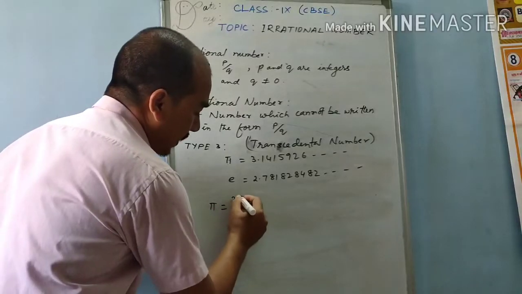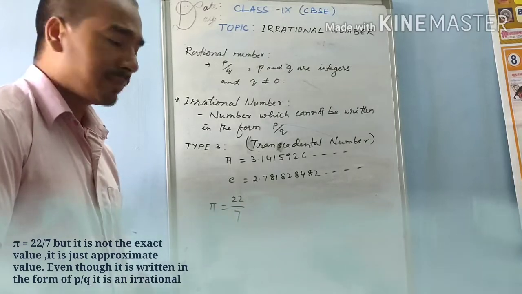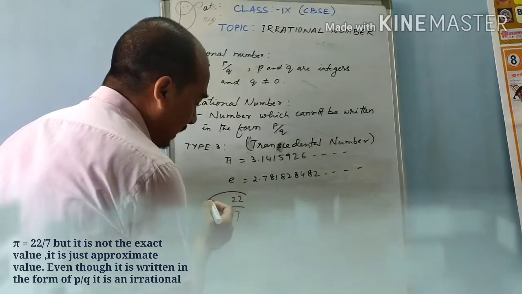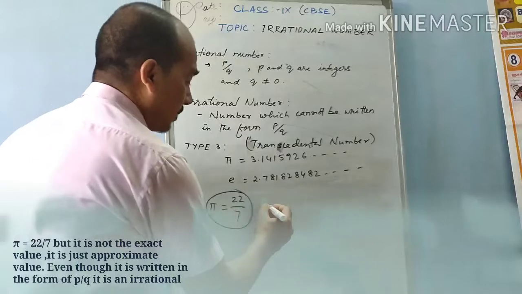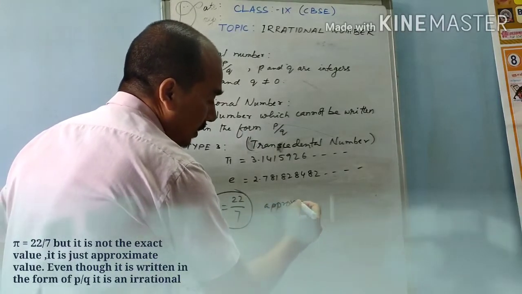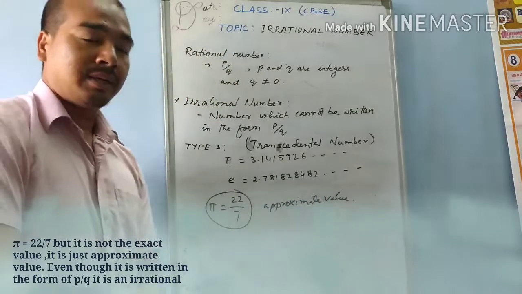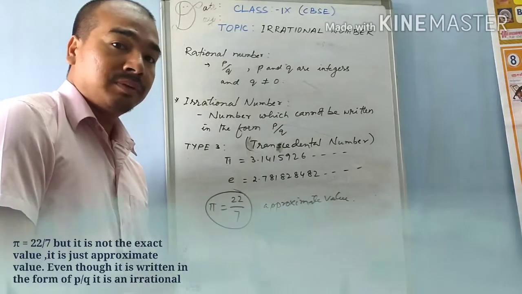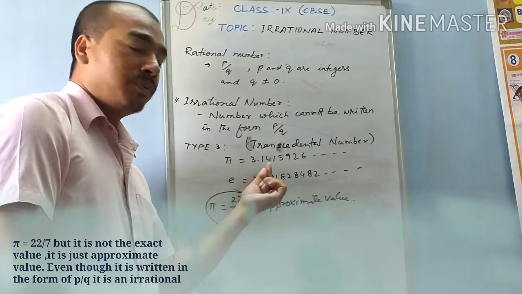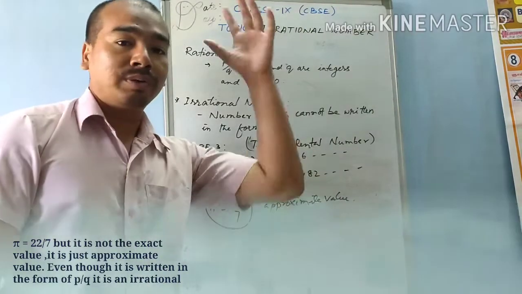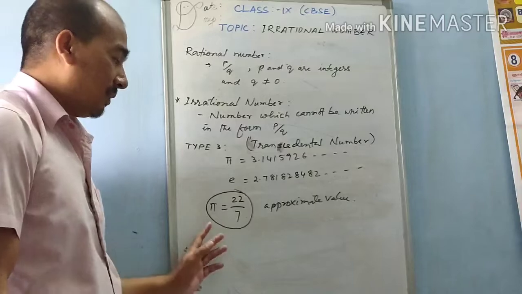So here you can ask one question. The pi value is 22 by 7, and 22 by 7 is also of the form p by q. But why is it irrational? This is not the exact value of pi. This is the approximate value. Is it clear? Approximate value, not the exact value. So the correct value is 3.1415926, and it will go on without stopping. Similarly, e also. All are approximate values only.